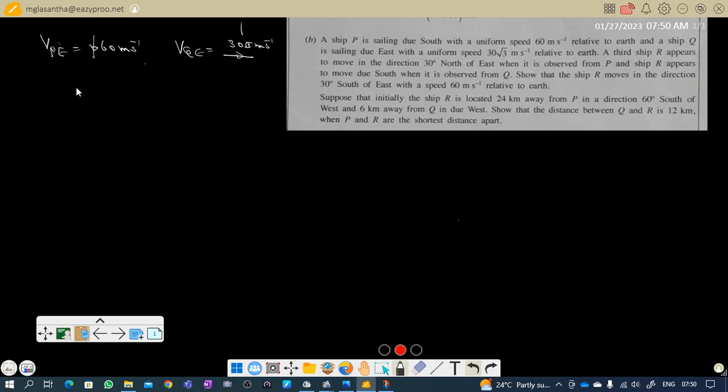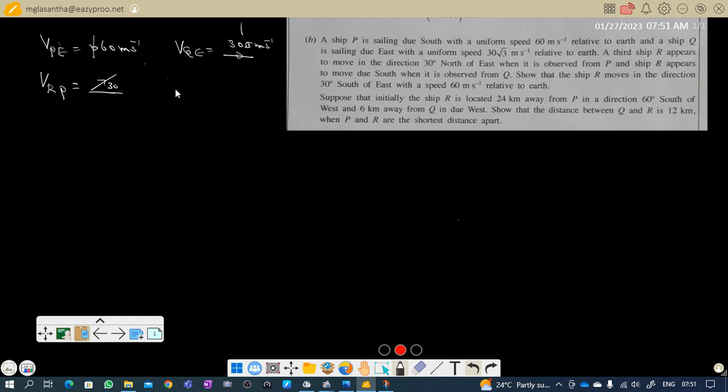Third ship R: another ship moves in the direction 30 degrees north of east when it is observed from P. That is, the velocity of R is given relative to P. That is, VRP is 30 degrees north of east. But the magnitude is not given, only the direction is given.